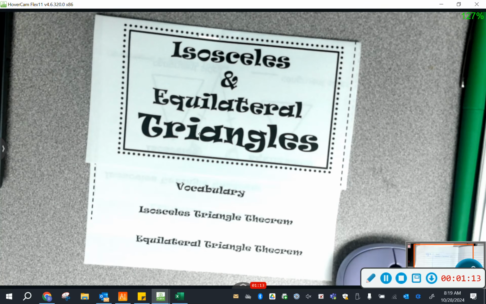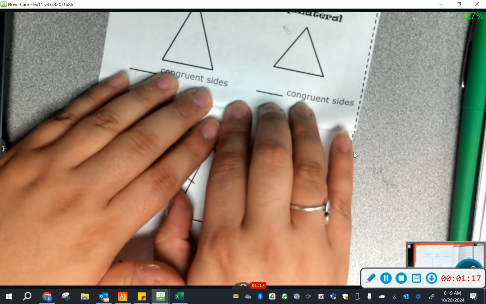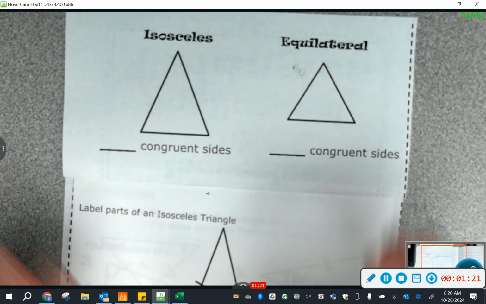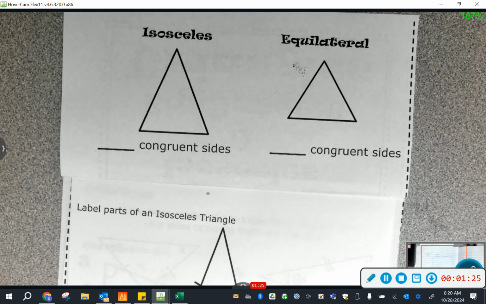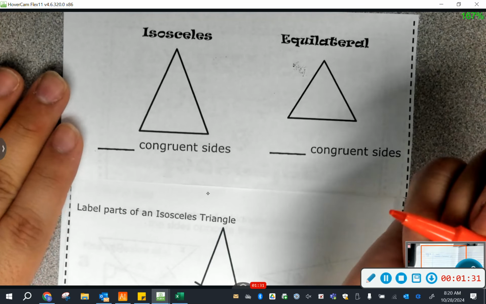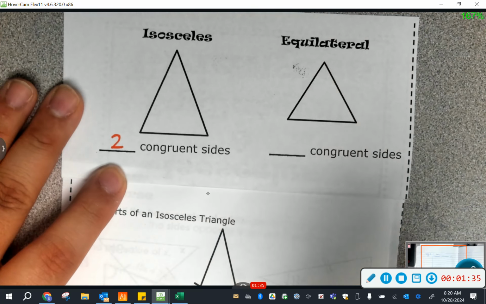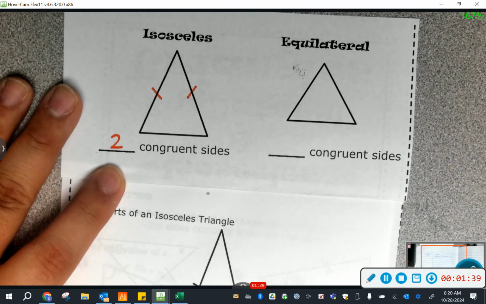All right. So if you can please flip the first flap. We have already learned these two words, but we're going to go over them in a little bit more detail. So what is an isosceles triangle? How many? Two. Everybody put a 2 congruent sides. And so I'm going to have 2 tick marks for an isosceles triangle.